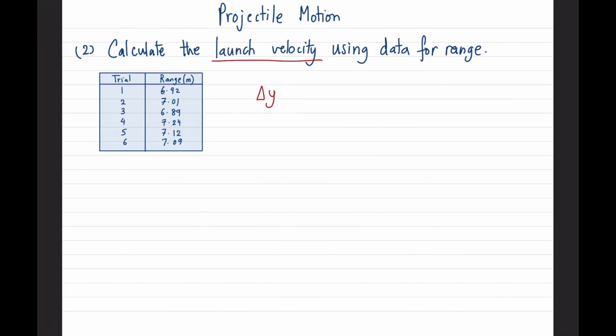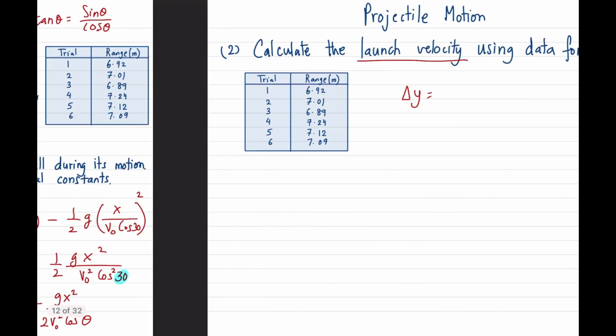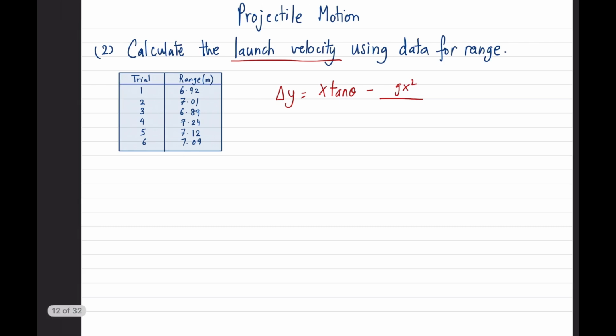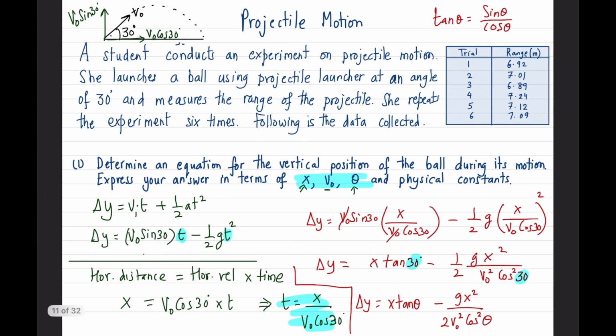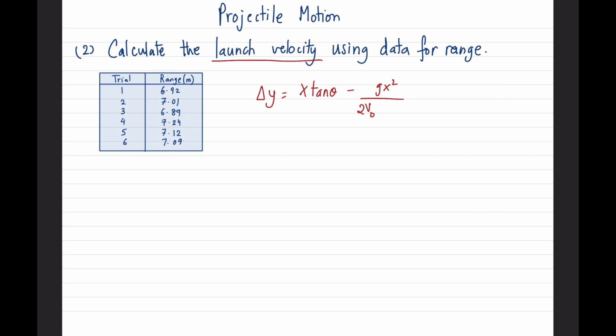Delta y is equal to x tan theta minus g x square over 2 v0 square cosine square theta.